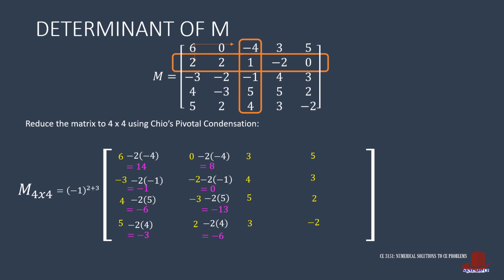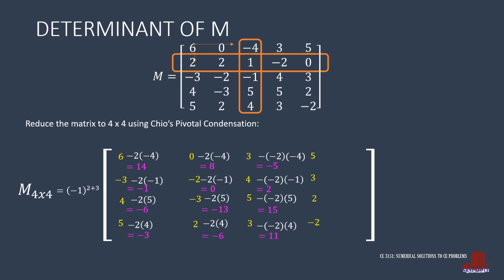The elements in the third column are also subtracted, first by negative 2 times negative 4, which leaves negative 5 on top. The next is 4 minus negative 2 times negative 1, giving 2. The third element is 5 minus negative 2 times 5, bringing 15. The last element has 3 minus negative 2 times 4, resulting to 11.